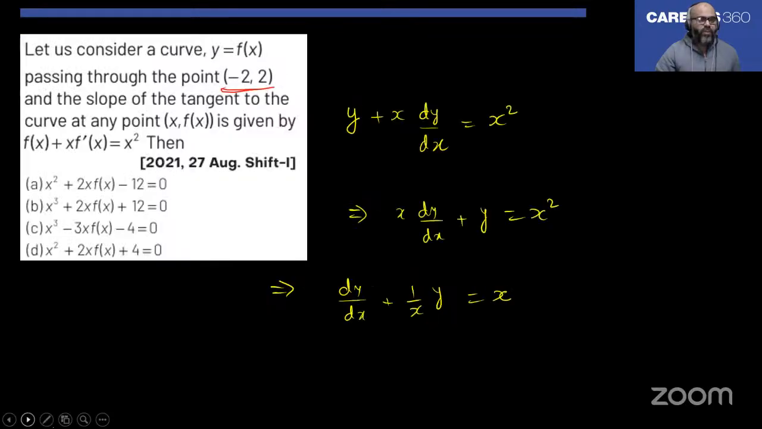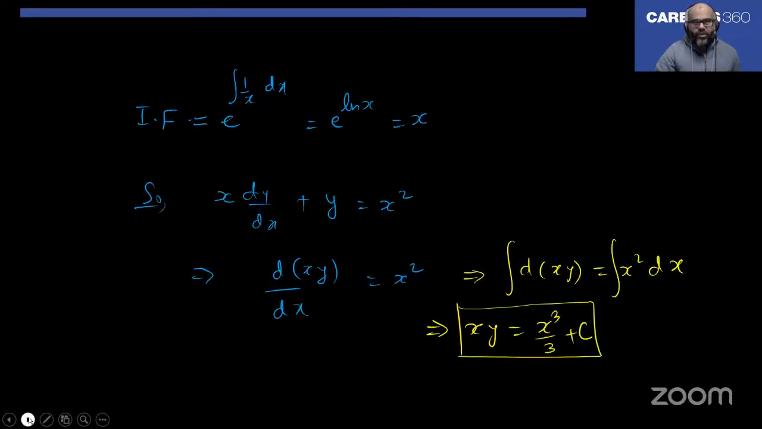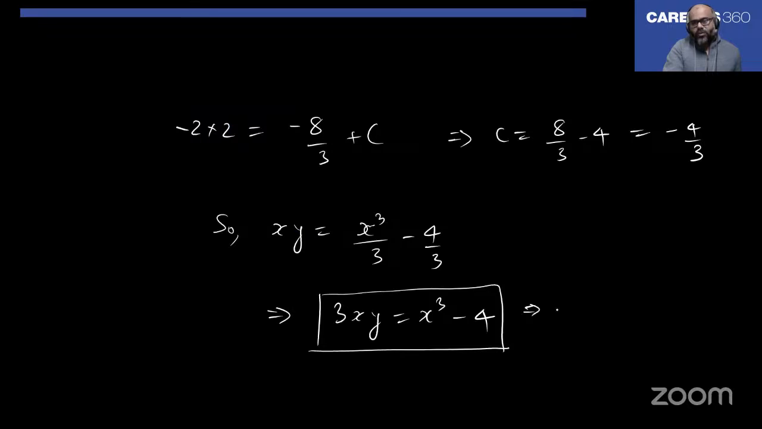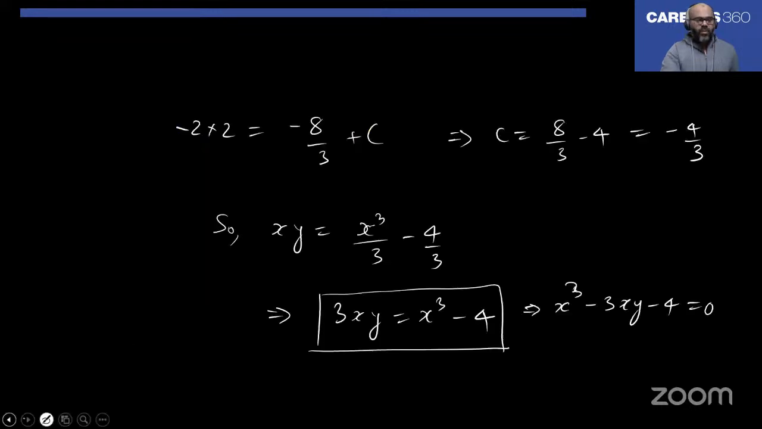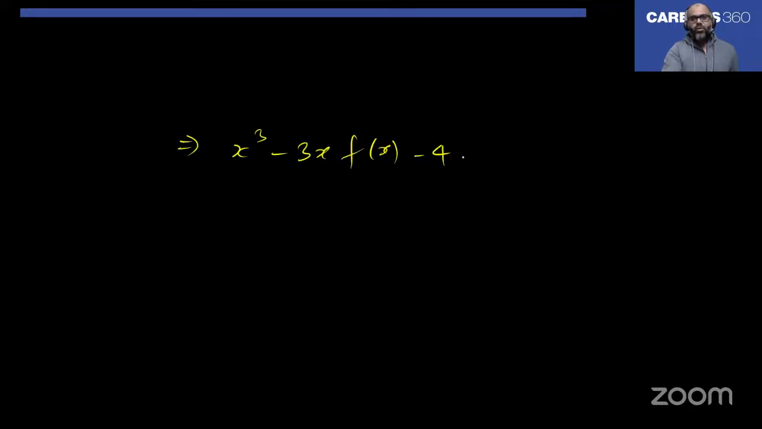If we take them on one side, so x cube minus 3xy minus 4 equal to 0. Now, if we change it in the form of y as f(x), this can be written as x cube minus 3x f(x) minus 4 equal to 0.